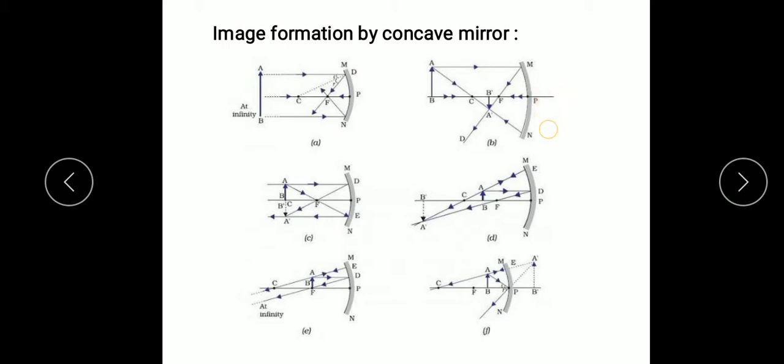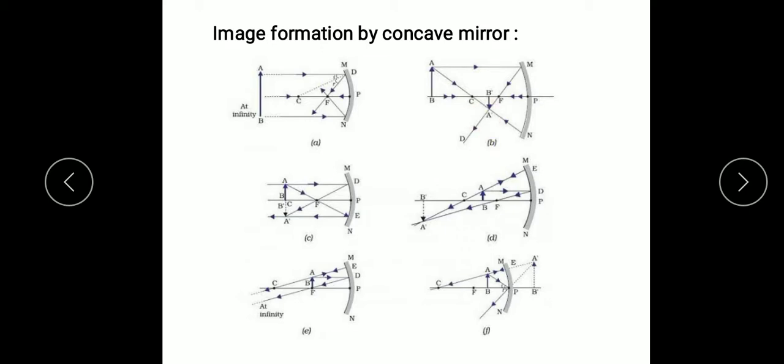Next, second, B. Here the position of the object is beyond the center of curvature but at a finite distance from the mirror. Now in the second case, the position of the image is between the focus and the center of curvature, that is between the center of curvature and principal focus. The nature of the image is real and inverted and it is diminished. The size of the image is less than the object size.